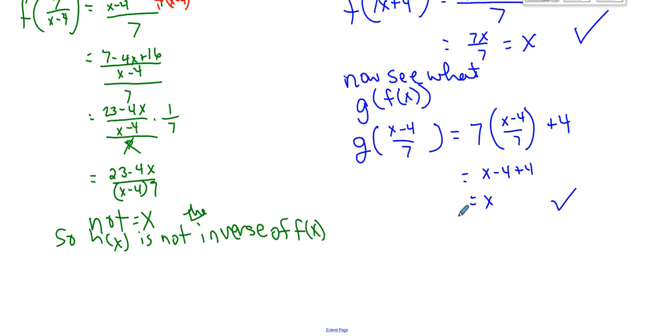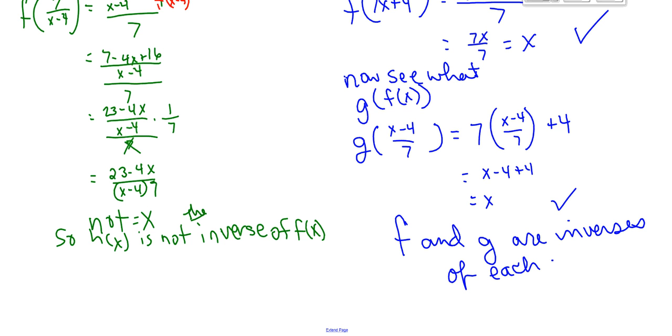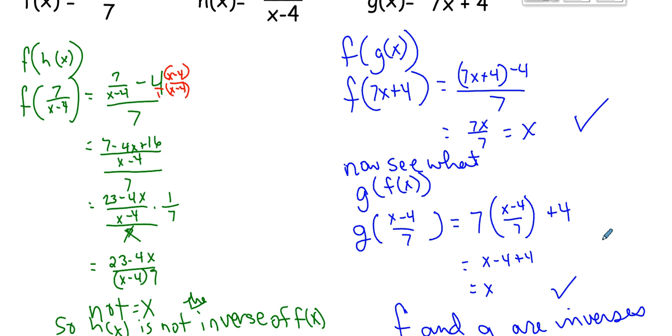So I'm going to say f and g are inverses of each other. H didn't work, but f did, and so did g. So we're good to go there. It could happen that neither of them would be inverses, and we just have to experience that and then move on. If you need to look at this, pause. Otherwise, I'm going to go to graphing.